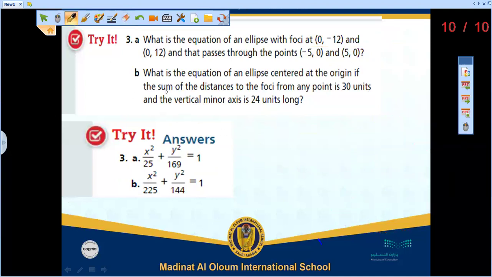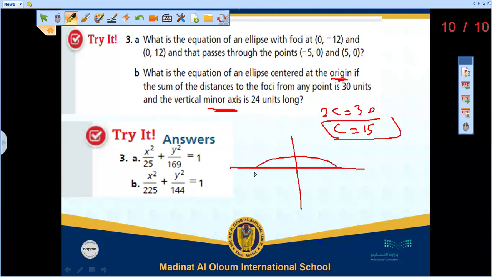Okay, number B, guys. It's written, what is the equation of an ellipse centered at the origin? Origin, center, that's okay. If the sum of the distances of the two foci, it means 2c is 30. It means c is 15. And the vertical minor axis, it means the minor axis is vertical, so the major axis is horizontal. It's a horizontal ellipse, like this. My minor axis is 24, it means this one 12, this one 12.